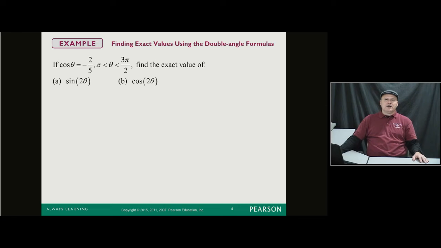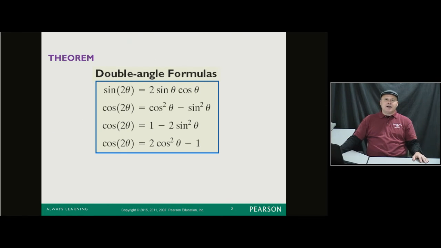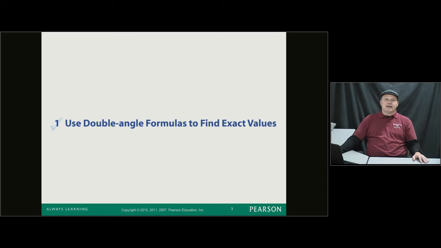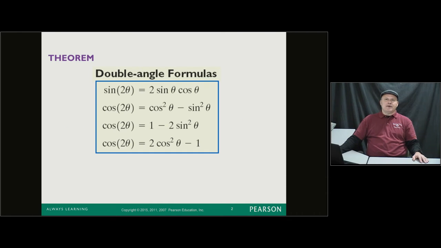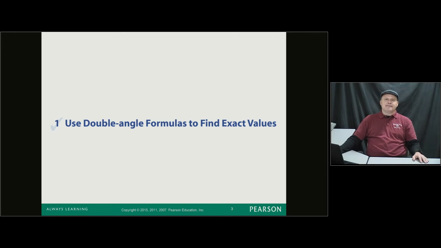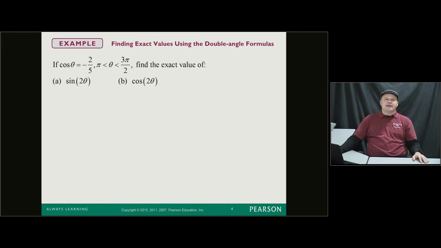Now, we already know that the sine of 2 theta was 2 sine of theta times cosine of theta, right? But in order to do that one, we need to know what cosine of theta is and what sine of theta is. So let's look at the problem again. We have sine of 2 theta. We know it's 2 times the sine of theta times cosine of theta. They give me cosine of theta to be negative 2/5. What do I need? Yep, I need the sine of theta.